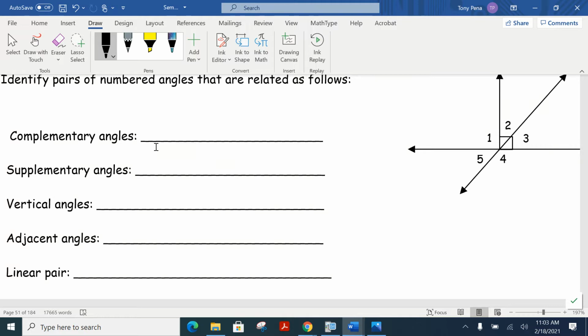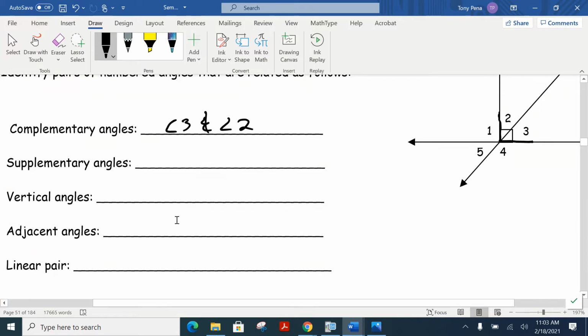All right. Ellie, what you got, Ellie? Good. Angle 3 and angle 2. Here's the little square that says that this angle here and this angle here are 90 degrees. And then that angle over here is comprised of angle 2 and angle 3. So those have to add up to be 90. All right, supplementary. Write down what you think we have regarding supplementary angles.